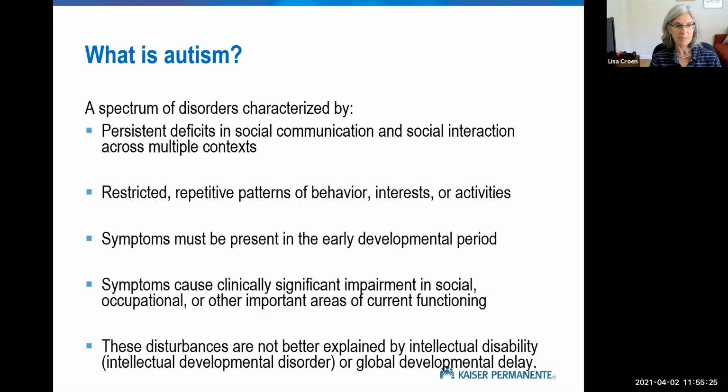Symptoms must be present in the early developmental period of a child's life. The symptoms cause clinically significant impairment in social, occupational, and other important areas of functioning. And these symptoms or disturbances are not better explained by intellectual disability or global developmental delay. So that's the definition of autism.